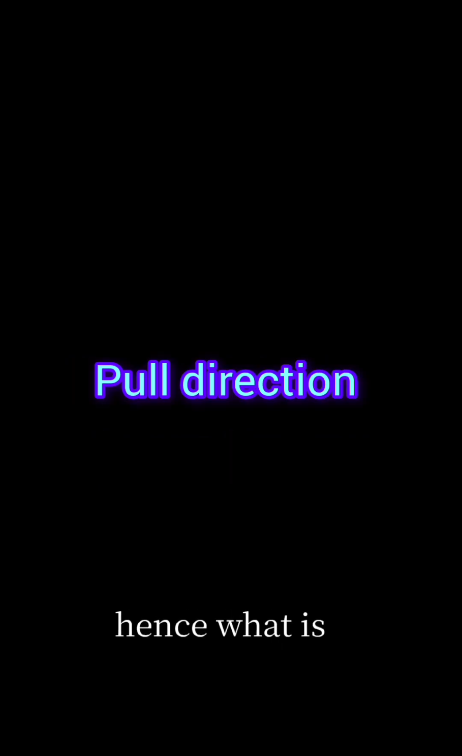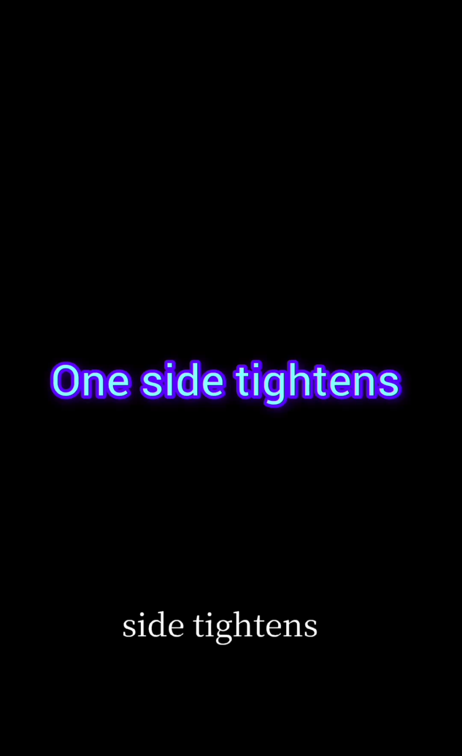What might be the cause? A tilted pole changes the pull direction, and hence what is the effect which we are seeing? One side tightens and the other side sags. What is the formula which we are going to see? The force component due to tilt.